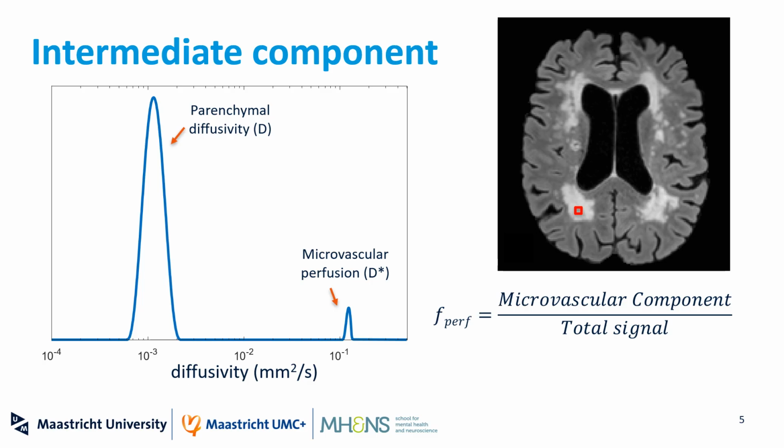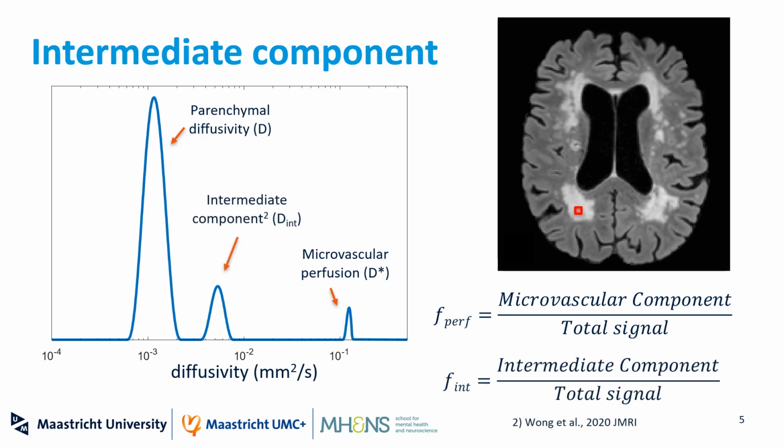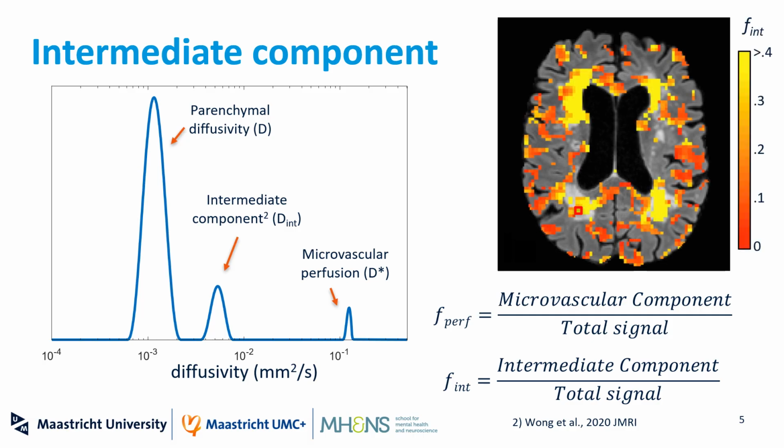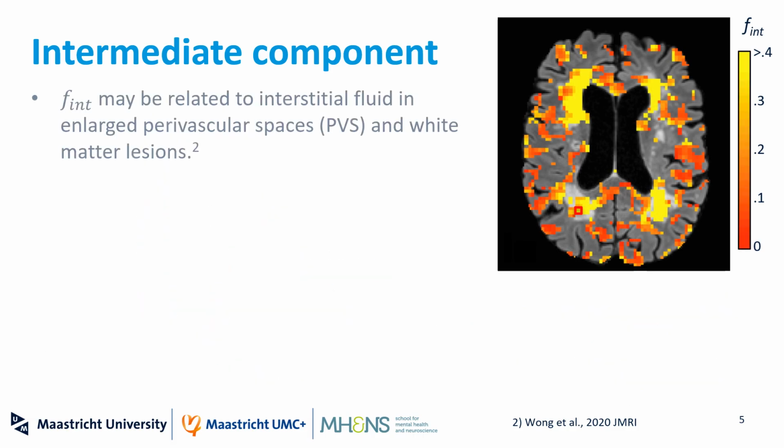Looking at a different voxel, placed in the white matter lesion, we might find an additional component, dubbed the intermediate component. Similar to the perfusion fraction, we can calculate the intermediate fraction. Doing this for all voxels results in an intermediate fraction map, as shown here. The intermediate fraction might be related to interstitial fluid in enlarged perivascular spaces and white matter lesions.